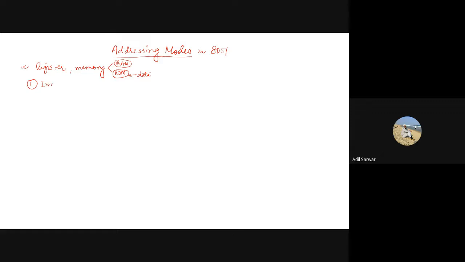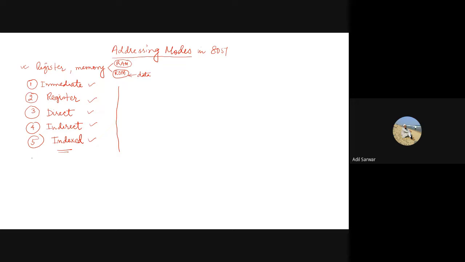The first one is called the immediate addressing mode. The second one is the register addressing mode. The third one is the direct addressing mode. Then the fourth one is the indirect addressing mode, and the fifth and last one is the indexed addressing mode. So these are the five addressing modes that are available in 8051. Now we will look into each one of them in detail. Let's start with the first one, which is the immediate addressing mode.